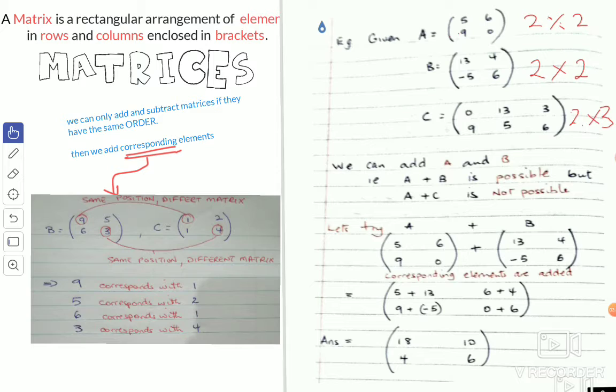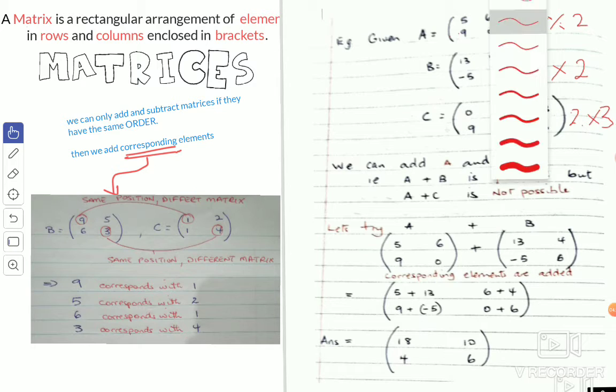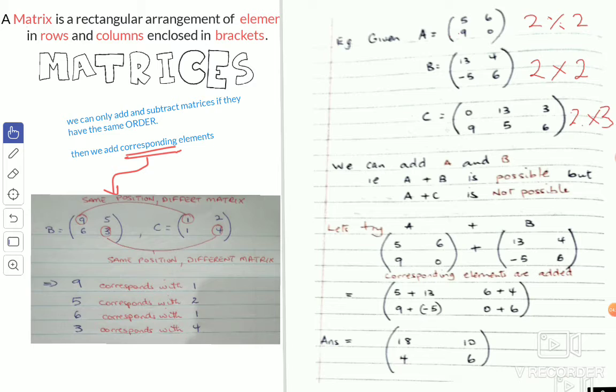So the only way we can add or subtract matrices is that they must have the same order. And once they have the same order, we add corresponding elements. And that's just a fancy way of saying elements that are in the same position but in different matrices. So let's compare them and we'll see what I'm talking about.